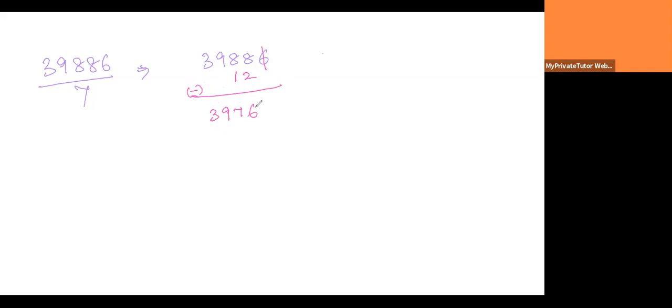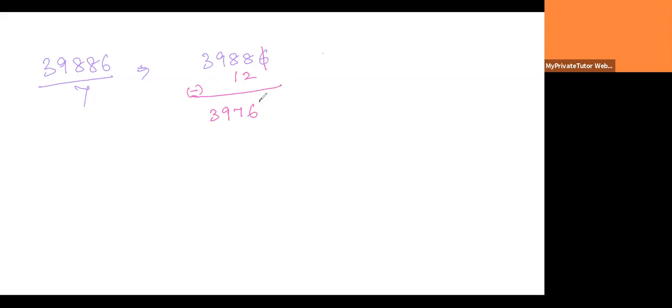Just a moment. Let me take one more random number. 39,886. So this is a 5-digit number, as you see. How to check whether this is divisible by 7? Write down the number, remove the last digit, cross out the last digit, then double that digit. 6 becomes 12, isn't it? Then subtract from the remaining digits. So we'll get 3976. Still a bigger number.